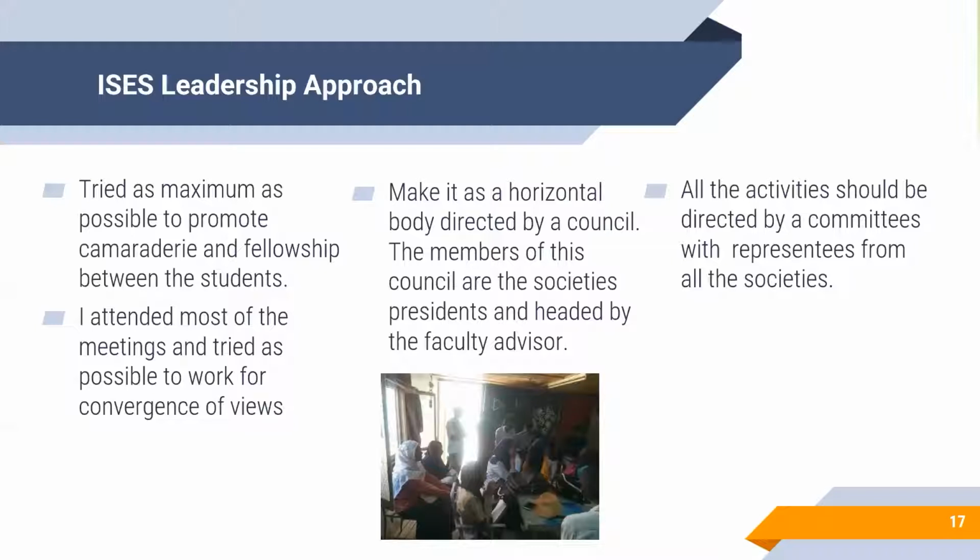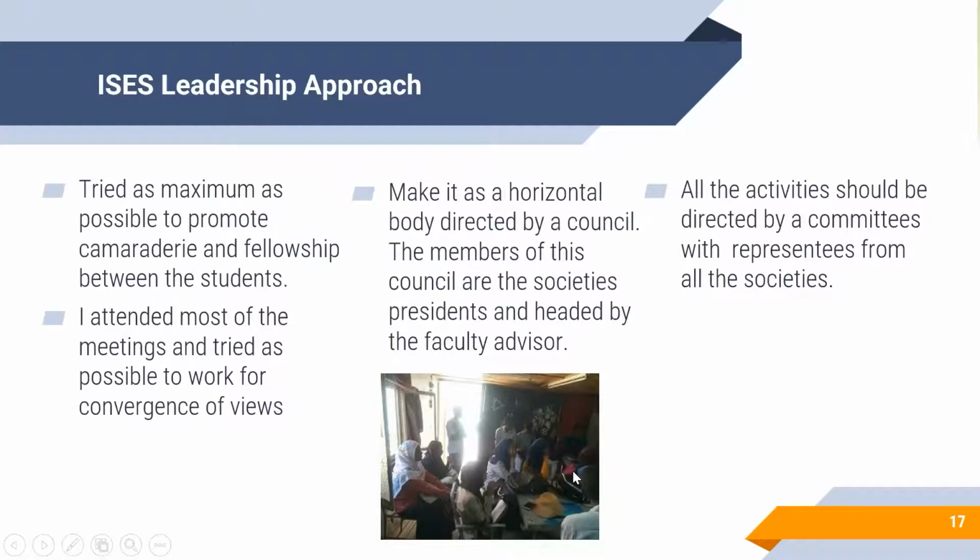So we started to think about the leadership. Just think with me. The main problem is students with different backgrounds, from different colleges and different departments, and every student thinks he is the best one, and every society thinks they should lead because their discipline or their department is better. So I tried as much as possible to promote fellowship between the students and let them work in a friendly way. And I tried to attend most of the meetings and work to help them understand each other.